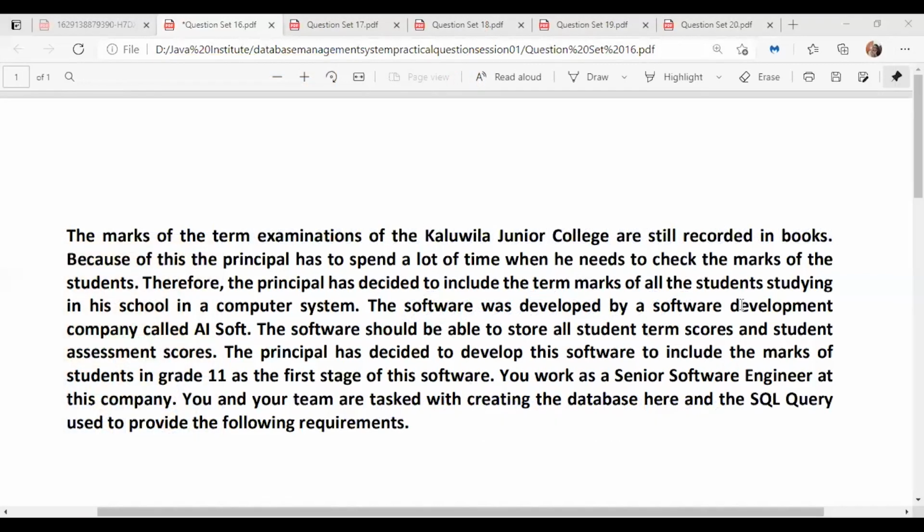Hello guys, welcome to the 20th question of our database management systems, and we have this continuous question from question 16 to now. So let's see this question first.